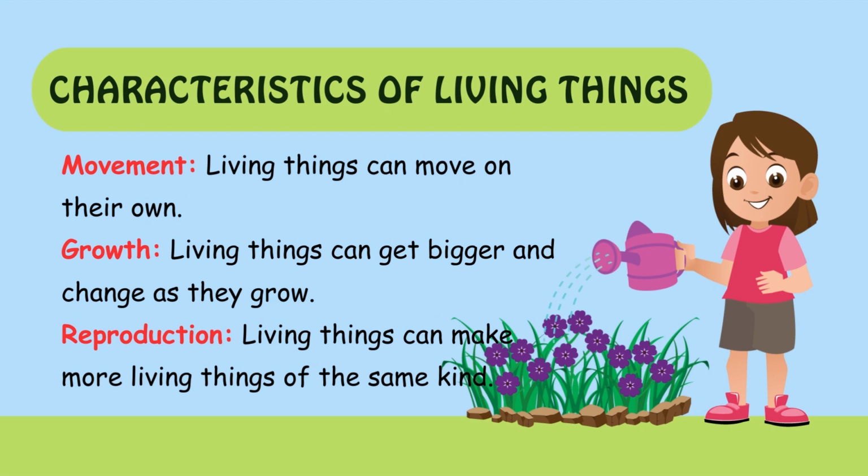Characteristics of living things. First, movement. Living things can move on their own. Next is growth. Living things can get bigger and change as they grow. Reproduction. Living things can make more living things of the same kind.